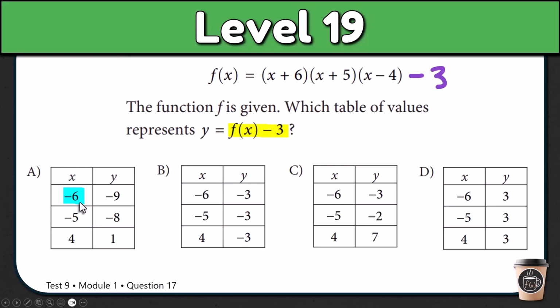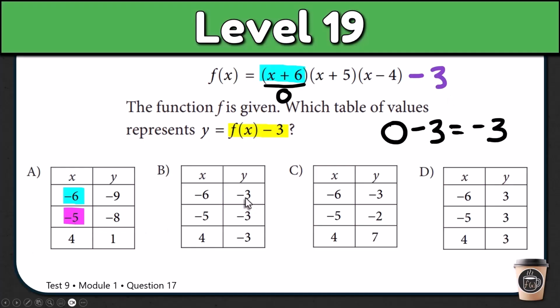So let's put in the -6 right here. That's going to zero it out. Awesome. So no matter what I do, no matter what these are, you're going to end up multiplying by 0 and then subtracting 3. So the answer has to be -3.